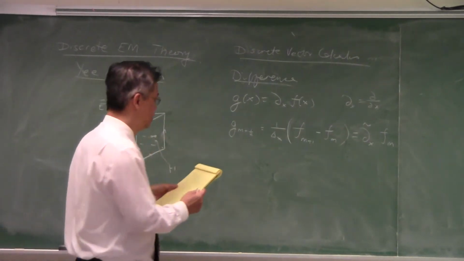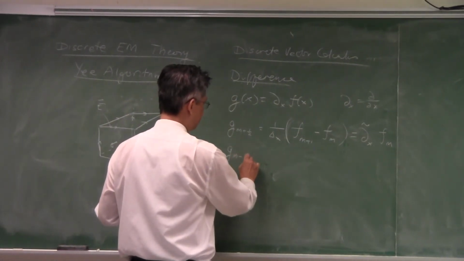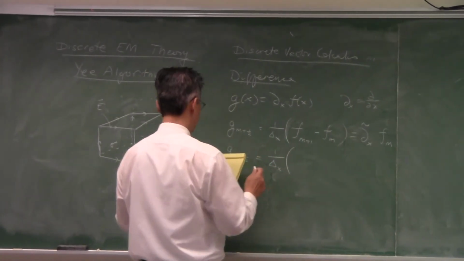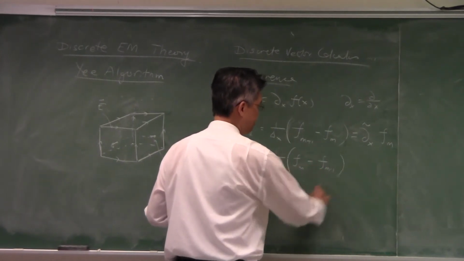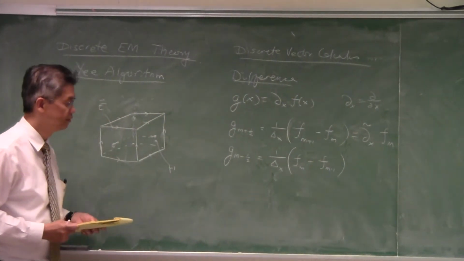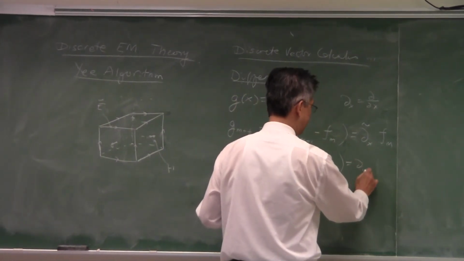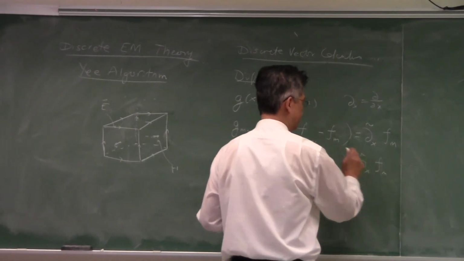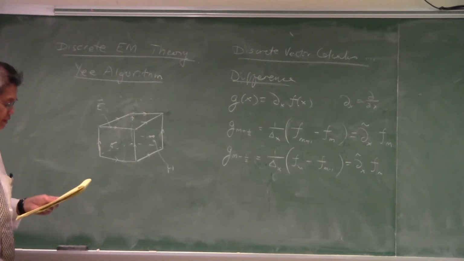Okay. Similarly, I can also denote the finite difference as backward. Let me write this as f_m minus f_{m-1}. And this is called a backward difference. I'll denote it with a notation called back partial x, which I denote with a hat. These are just shorthand notations.